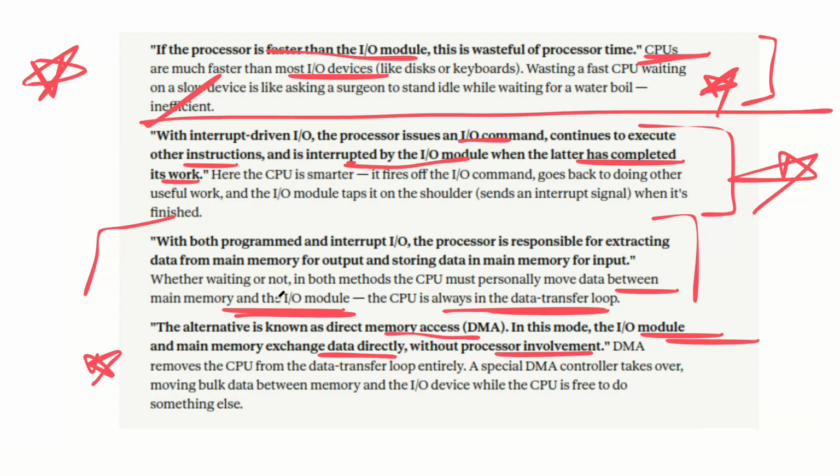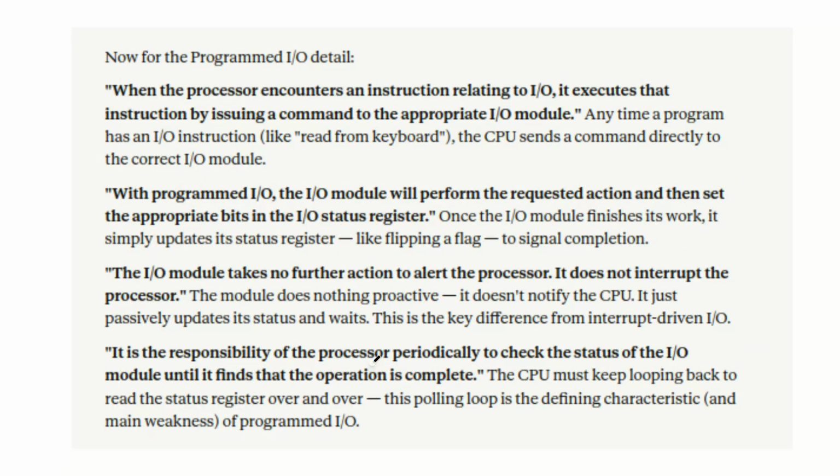In DMA, the main memory and the IO module exchange data with no processor involvement, because in programmed and interrupt-driven IO the processor is involved in exchanging data between main memory and the IO module. But here the exchange of data does not involve the processor, and the IO module and main memory can exchange the data directly. Just understand the basic difference here.